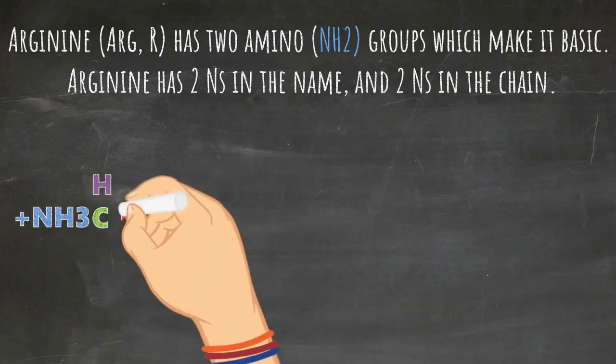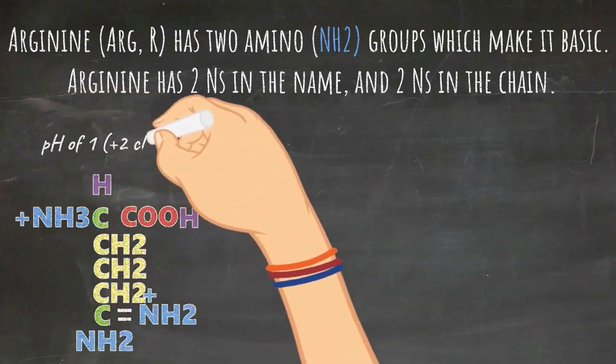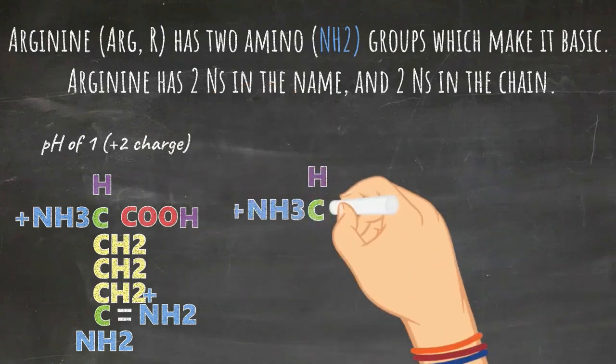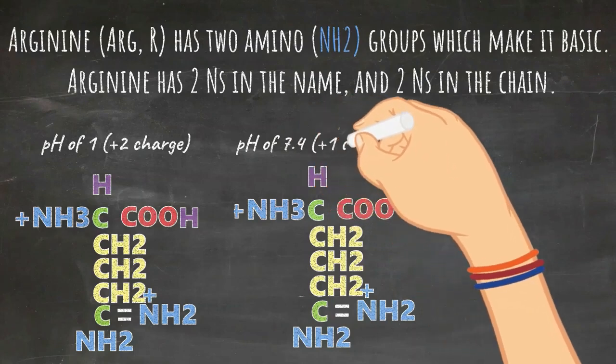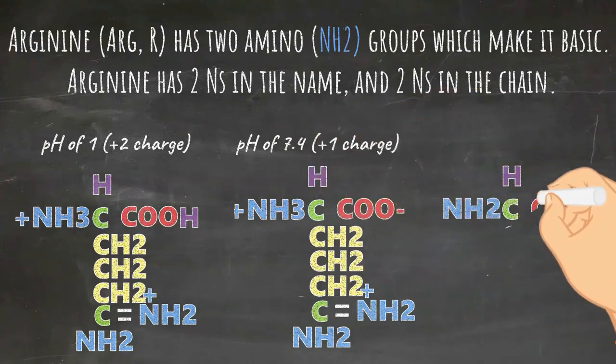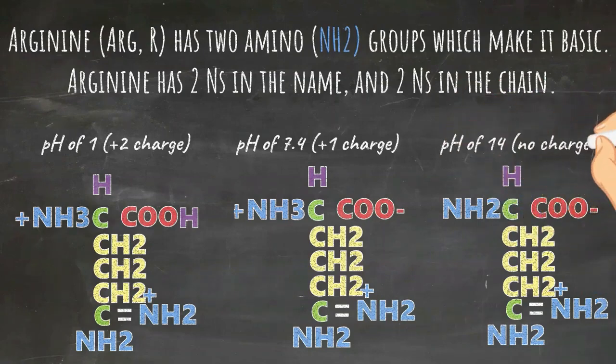Arginine has 2 amino groups, which make it basic. So the way that I remember the structure is that arginine has 2 ends in the name and 2 ends in the chain. So on the left-hand side, you can see at a pH of 1, it has an overall positive 2 charge. At a pH of 7.4, it has a positive 1 charge. And on the right, at a pH of 14, it's going to have no charge because its pKa value is 12.5.